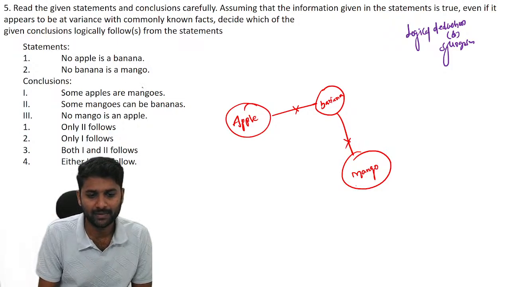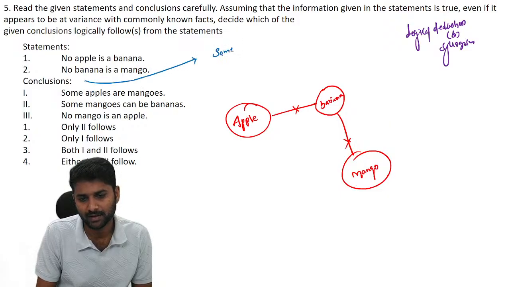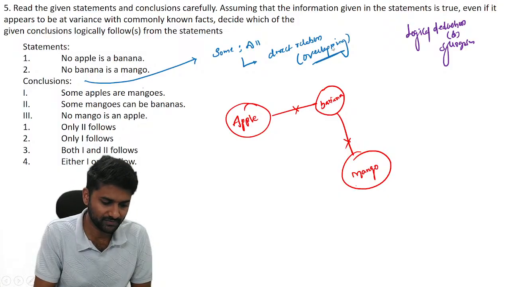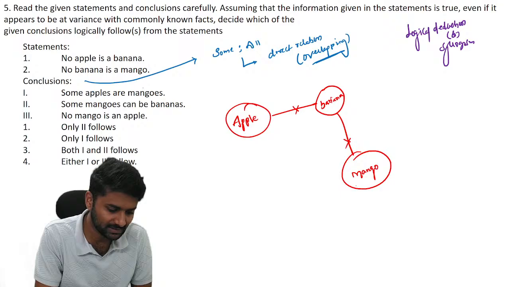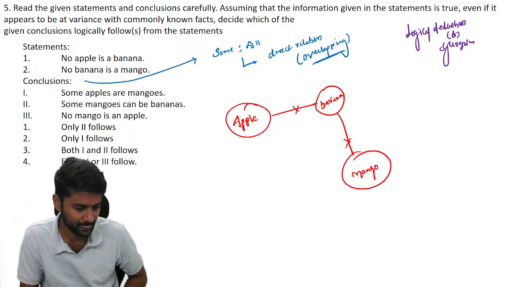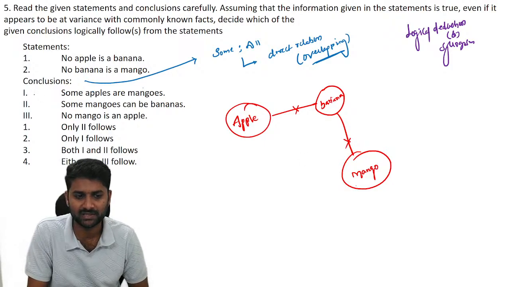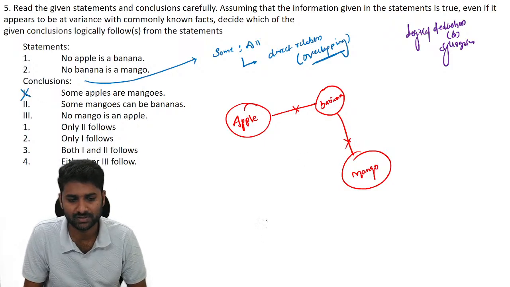See, some apples are mangoes. Remember guys, if any conclusion is related to all, some, it needs a direct relation. Direct relation is all about needing overlapping. If you have overlapping in the picture, then definitely it follows. If they don't have any overlapping, that kind of conclusion never follows. So some apples are mangoes. You can't see the direct relation in the picture. That's why definitely one does not follow.